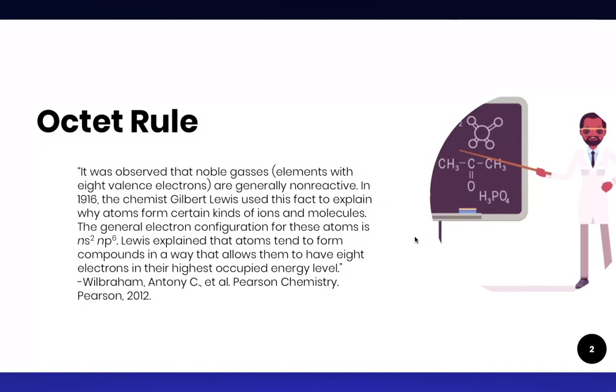Let's start out with a little bit of the definition of the octet rule. It began when a scientist observed that noble gases, elements with 8 valence electrons, are generally non-reactive. Gilbert Lewis used this fact to explain why atoms form certain kinds of ions in molecules. Ions just mean that the atom has a positive or negative charge.